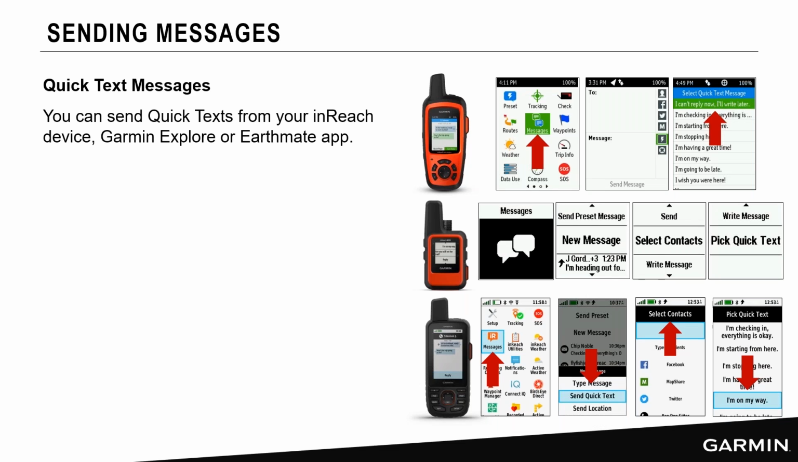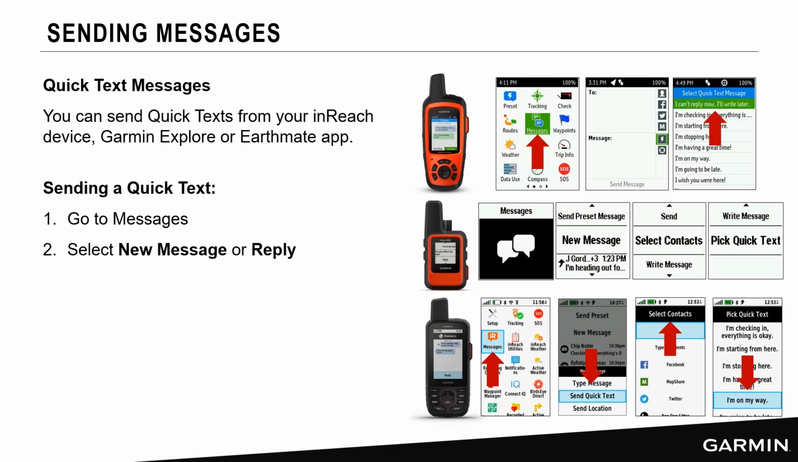We saw how to create them on the website. To send a quick text, you go to Messages. You can either reply to someone or send a new message, specify the contact that you want to receive it, or again, pick a reply. And then you choose from your quick text list, and it's really that simple.